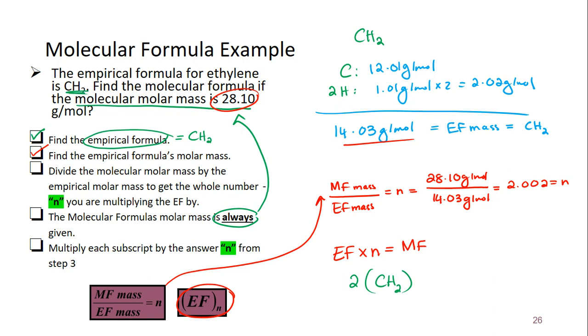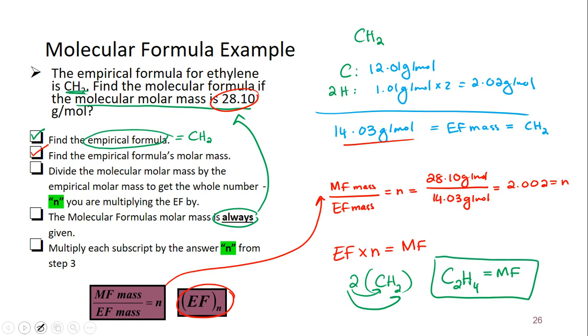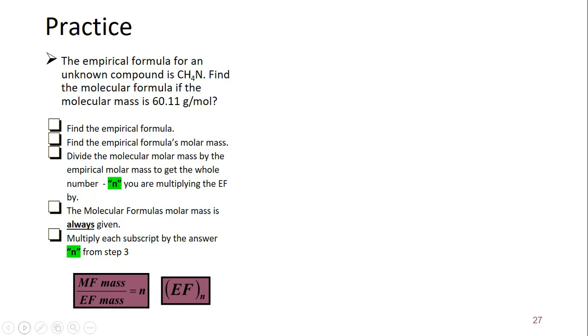So 2 times the carbon gives you C2. 2 times the hydrogen gives you H4. So that is your molecular formula now, okay? The whole point of this was to find N. N was 2. You multiply the empirical formula by the whole number to get the molecular formula, and your molecular formula is C2H4. Okay, now let's do a second problem.